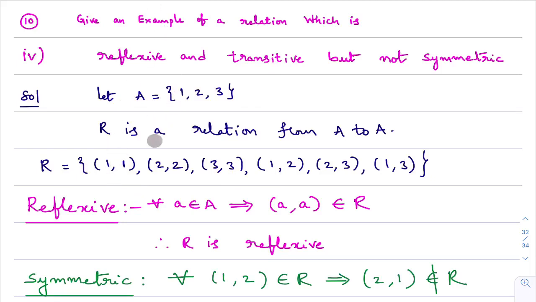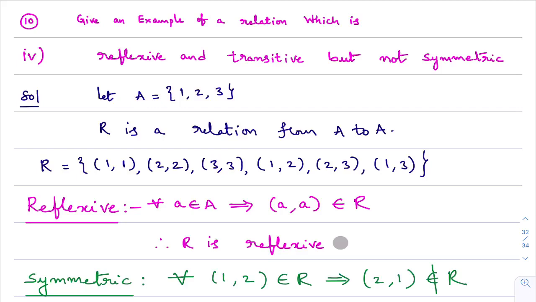See here. 1 is there, I have taken 1 in set A. Is (1, 1) there in this relation? Yes. 2 in set A. Is (2, 2) there in this relation? Yes. 3 taken in set A. Is ordered pair (3, 3) there in this relation? Yes. So for every x belongs to set A, ordered pair (x, x) belongs to the relation. The reflexive property is satisfied. So you see, when it is reflexive, how I have written the answer? For any a belongs to A, ordered pair (a, a) belongs to R. Therefore, this relation is reflexive. I hope you understand what I am saying.